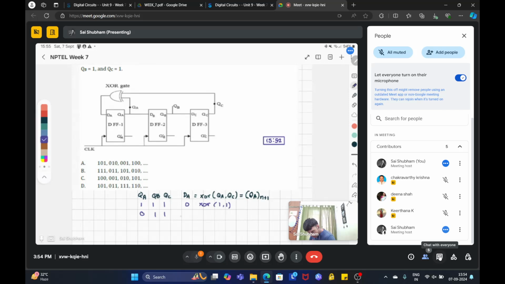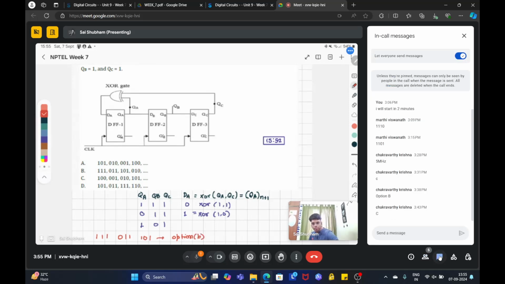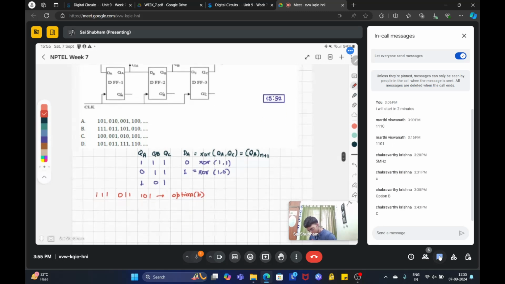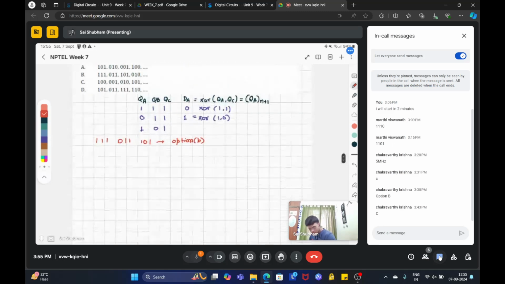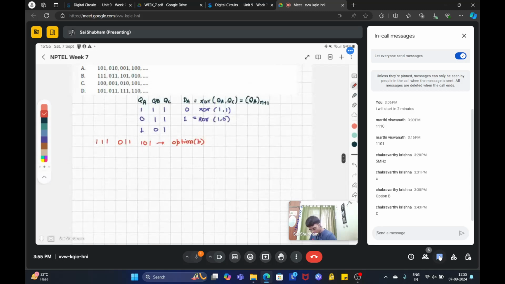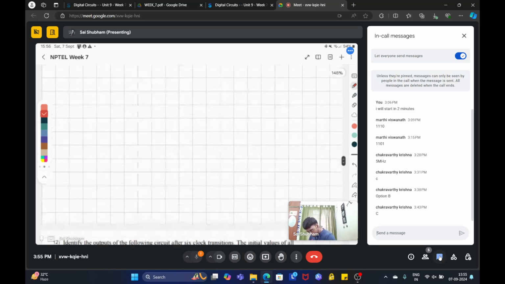Then XOR of 1 and 0 will be 1. So next iteration will be 1 0 1. So as you can see, 1 1 1, 0 1 1, 1 0 1. This is similar to option B. So option B is the answer. Fine. I hope this is clear. I'm moving on to the next question.